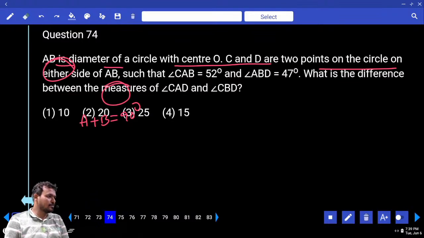For 74, explaining the concept will take time. Just skip the question. Okay.